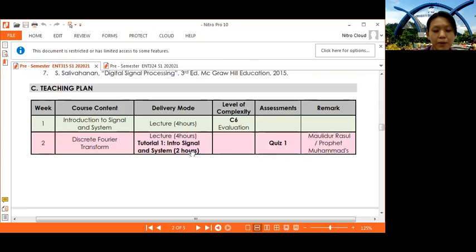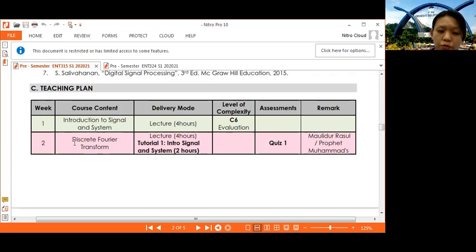For the teaching plan, week 1. Today is 19 October, so it's the first week for this subject. Chapter 1 will talk about the introduction of signals and systems. It's 4-hour classes, so it's C6 evaluations. So your question level will go up to C6 complexity.